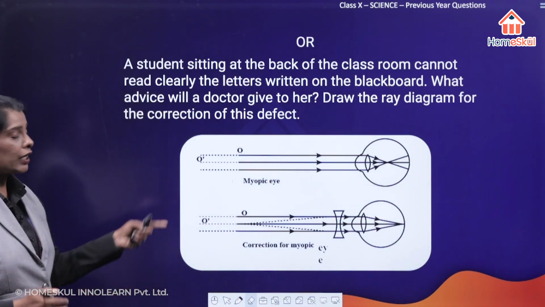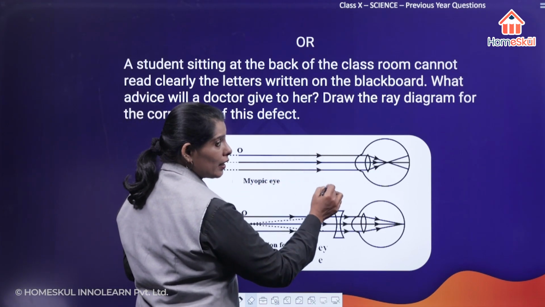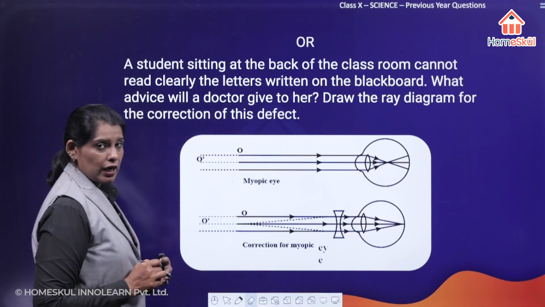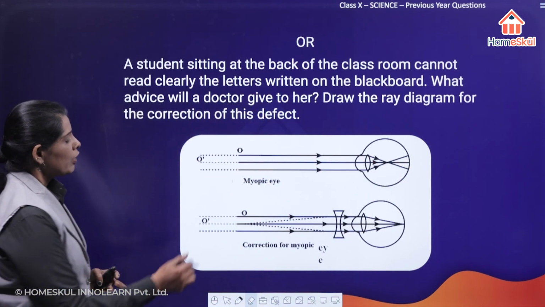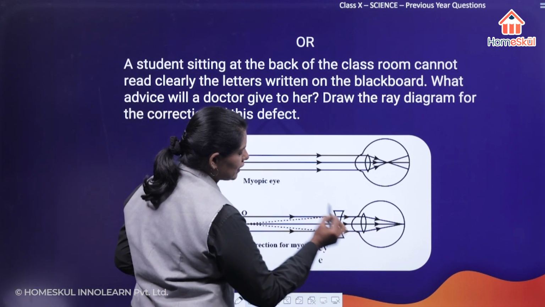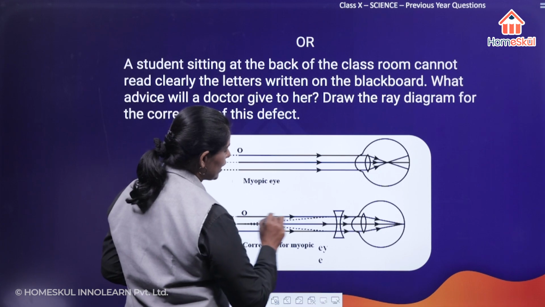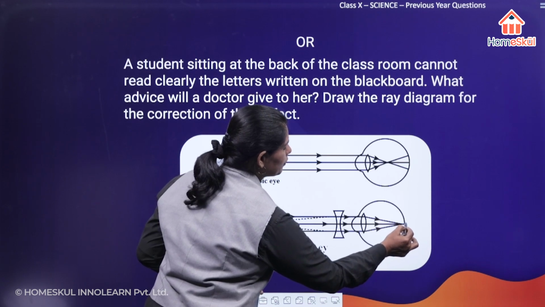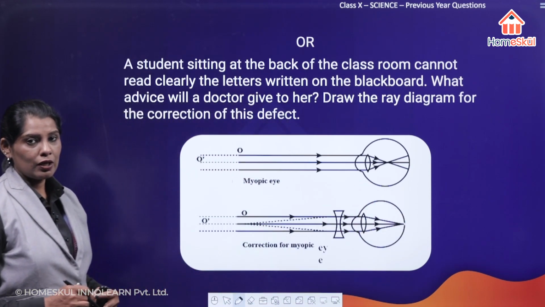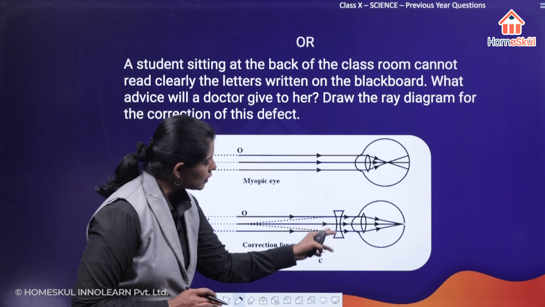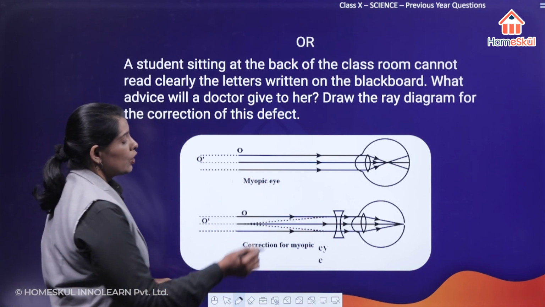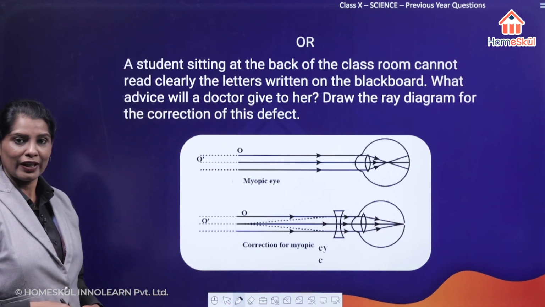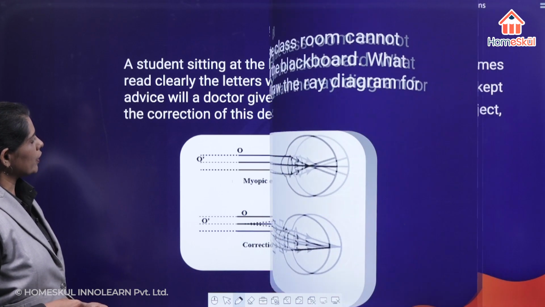So let's see the diagram over here. Here it is the myopic eye, wherein the image will not be formed on the retina. Instead, it will be formed in front of the retina. So to correct this defect, myopia, we have to use a concave lens here, which is a diverging lens wherein the rays of light will diverge, and then when it passes through the eye lens, the image will be obtained on the retina. So the doctor will advise her to use this concave lens to correct the defect so that the image will be formed on the retina. Clear? Coming to the next question.